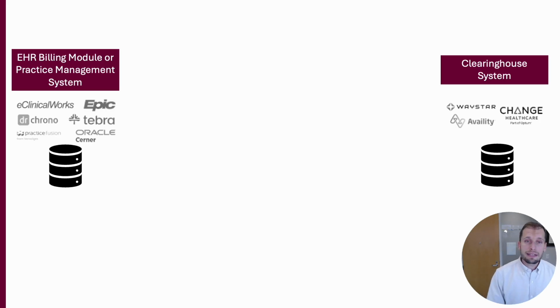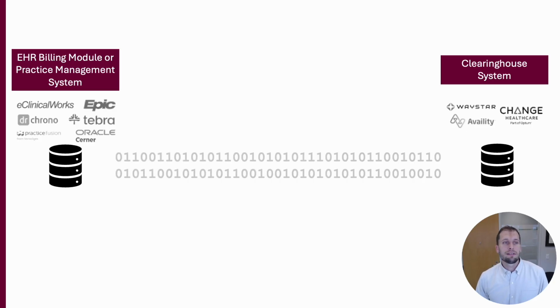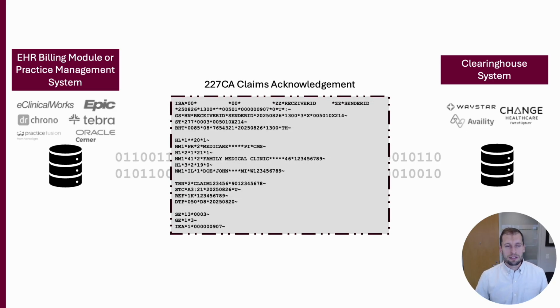So if it does get sent back, it's going to get sent back using another standard format, 277CA. Well, actually, either way, you'll get a claims acknowledgement, okay, indicating what is going on here. So we've got right here in the middle, claim 1, 2, 3, 4, 5, 6, telling us what the claim is. All right, and then we've got this STC, so the status here. So A3, it's acknowledging that yep, we got it, but this is returned because it's unprocessable. 21, we're missing or have invalid information.